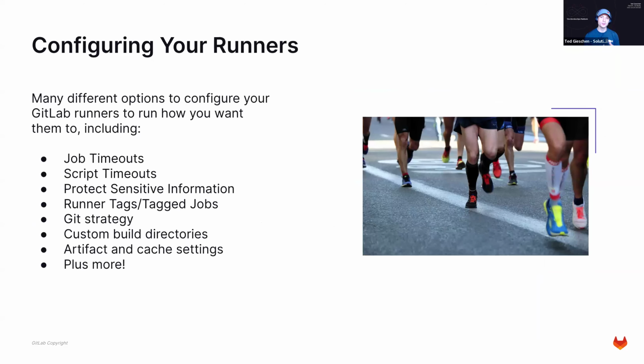Now, you can also custom configure your runners to perform the way you need. This includes things like setting the maximum job and script timeout, preventing runners from revealing sensitive information, leveraging runner and job tags to align jobs with specific runners, as just mentioned. You can also define the Git strategy. So for example, if the repository should be cloned or fetched. You can also define custom artifact and cache settings. Now, those are just a few ways in which you can configure your runner, but there are, of course, many, many more ways that you can find in our documentation.